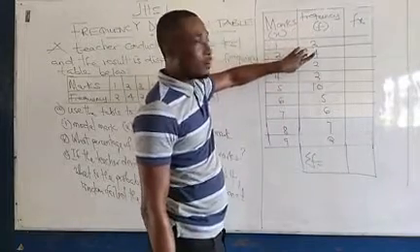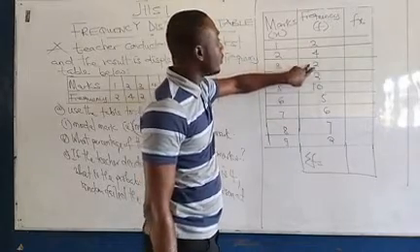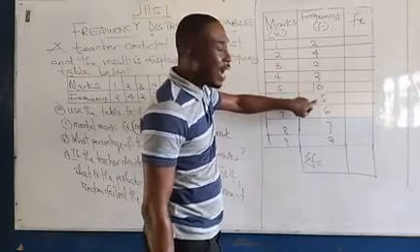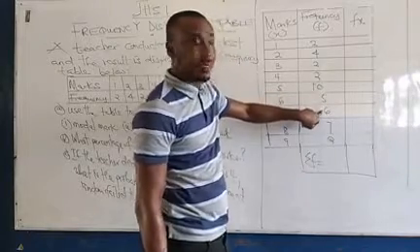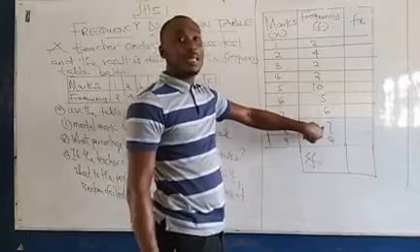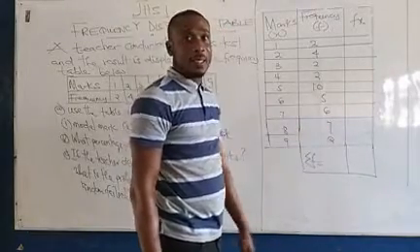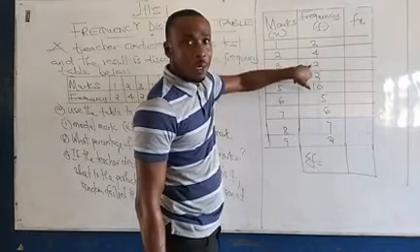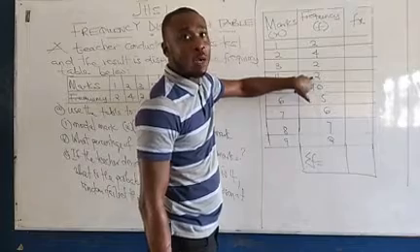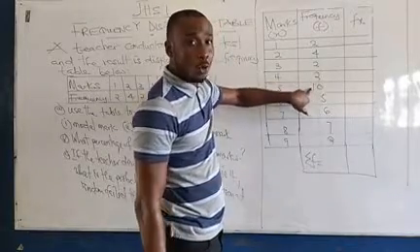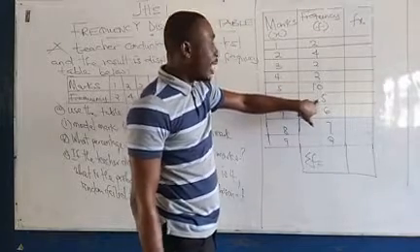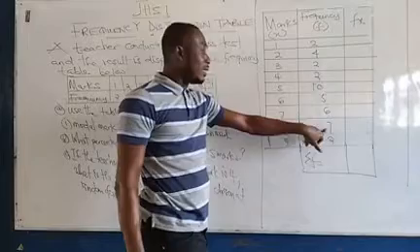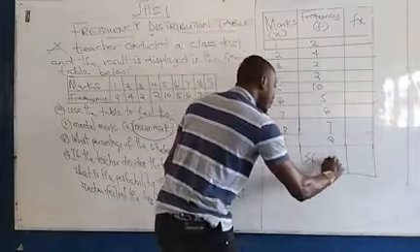2 plus 4 is 6. 6 plus 2 is 8. 8 plus 2 is 10. 10 plus another 10 will give me 20. 20 plus 5 is 25. 25 plus 6 is 31. 31 plus 7 is 38. 38 plus 2 is 40. So the total frequency is 40.